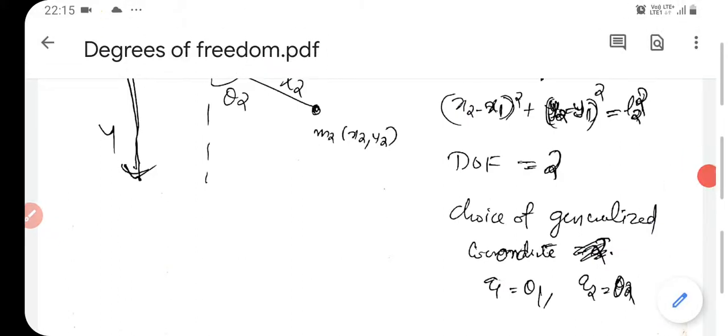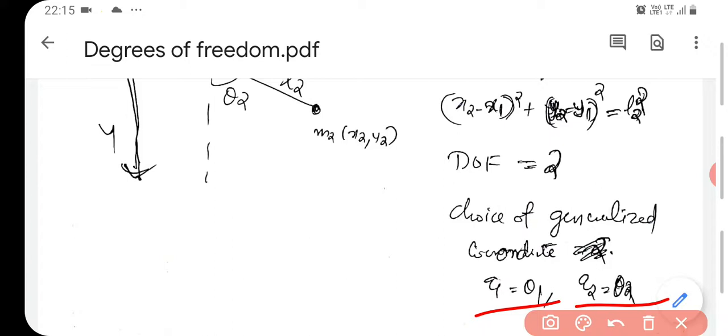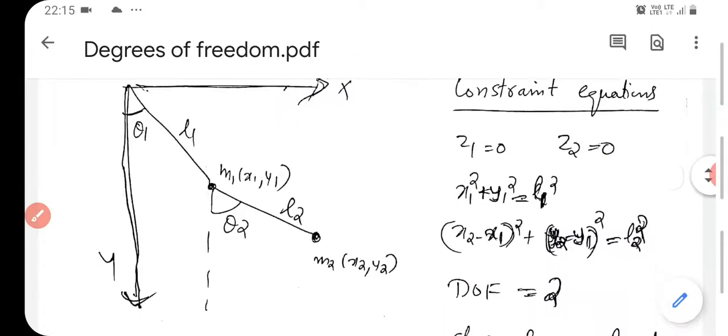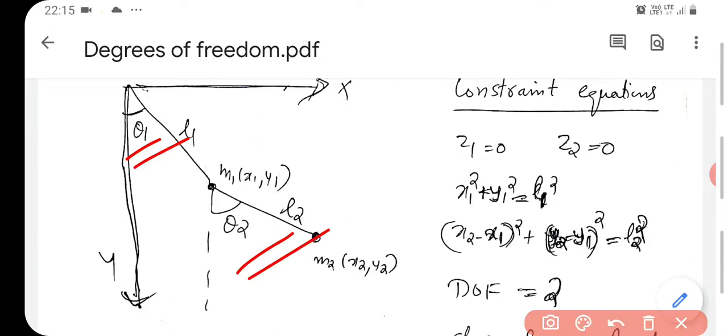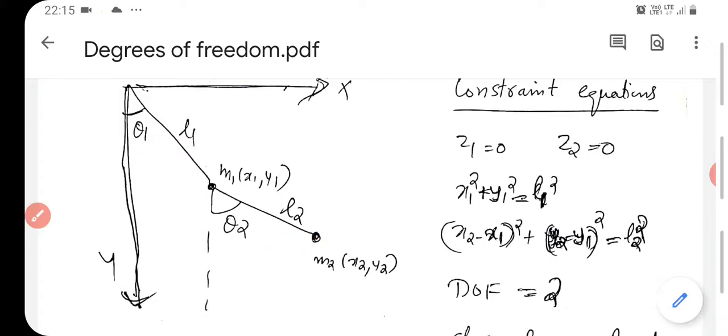So we appropriately choose the generalized coordinates. We need two generalized coordinates. So q1, q2: q1 we are choosing as theta 1, and q2 we are choosing as theta 2. Okay, so theta 1 and theta 2 completely describe the system. Two degrees of freedom, and we are choosing theta 1 and theta 2 as the generalized coordinates.